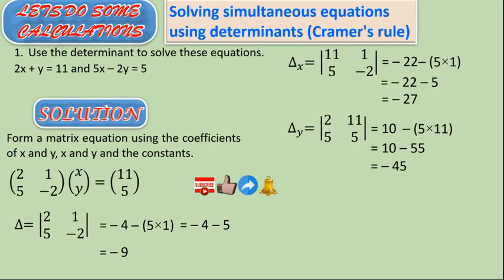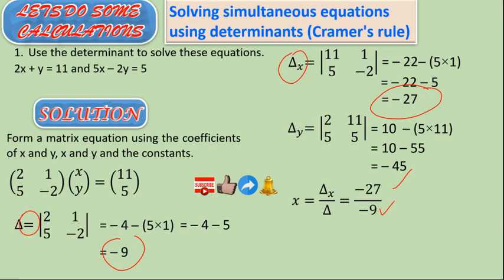So now we're going to solve the equation. Remember, the x value is the determinant of x, which we have obtained here as minus 27, divided by the determinant, which we have gotten here as minus 9. So we have minus 27 divided by minus 9. Now, minus 9 into minus 27 will give us 3. So the value of x is 3.